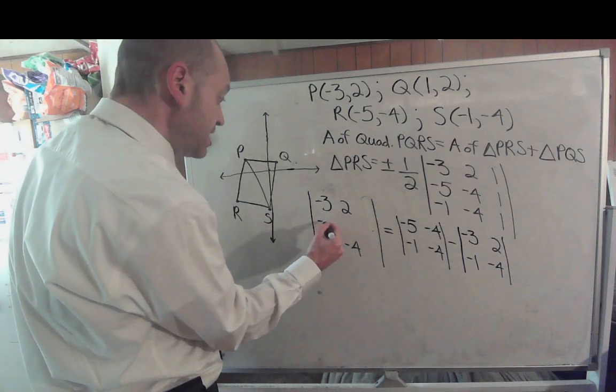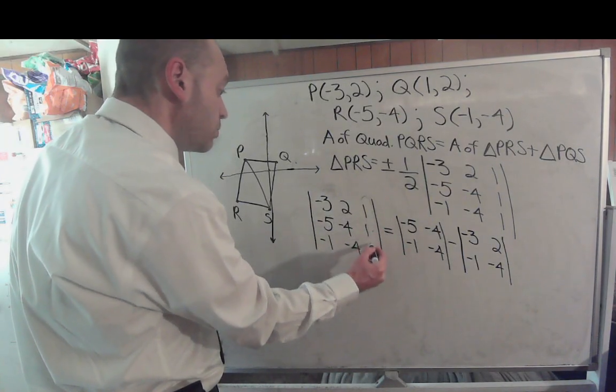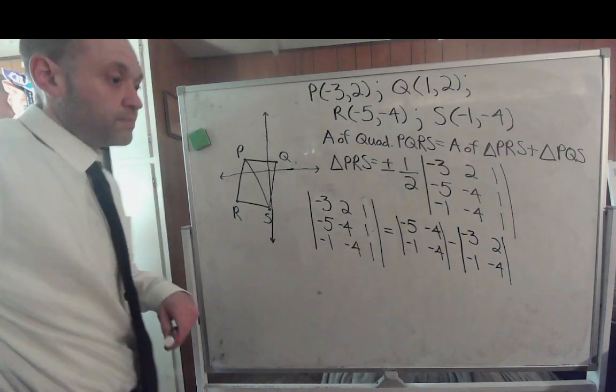All right, so -5, -4, 1, 1, 1. And then we got one more, take positive of that 1.